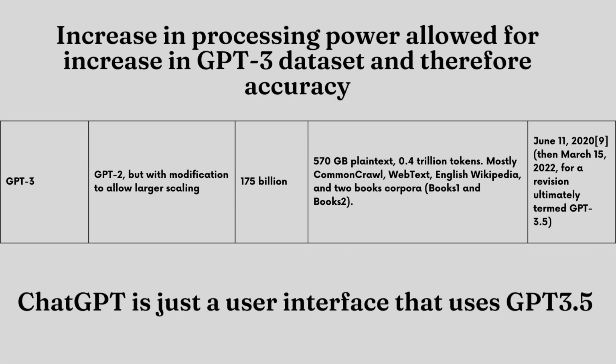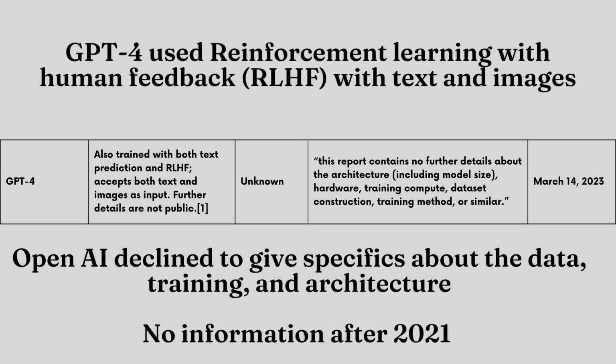power, allowed it to really increase its ability to move forward. Increased data input allowed it to be much more accurate. You can see that it went from 1.5 billion parameters in GPT-2 to 175 billion parameters in GPT-3. And also, the main difference with GPT-4 is its use of human feedback and also that it uses images as well as text. Notably, OpenAI declined to give specifics about GPT-4's architecture, data, and training, citing security and competitive concerns. So we don't really know nearly as much about how this actually works as the previous models.